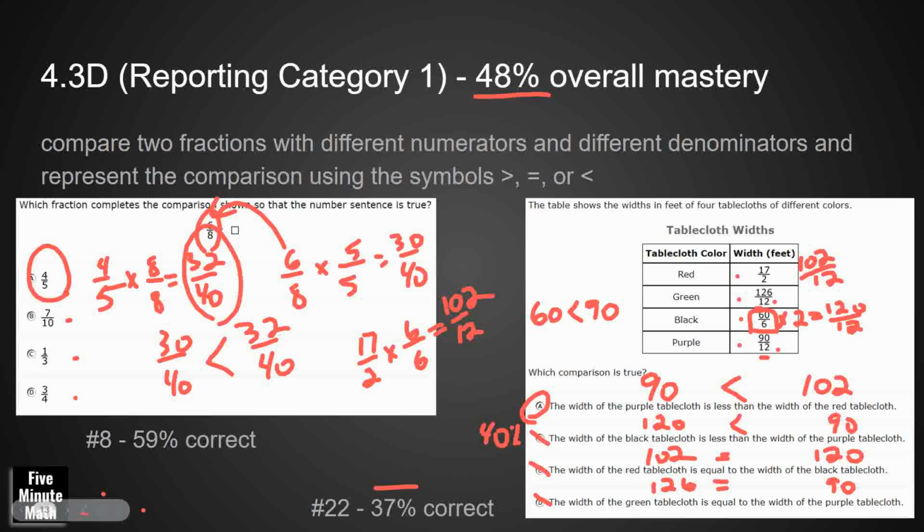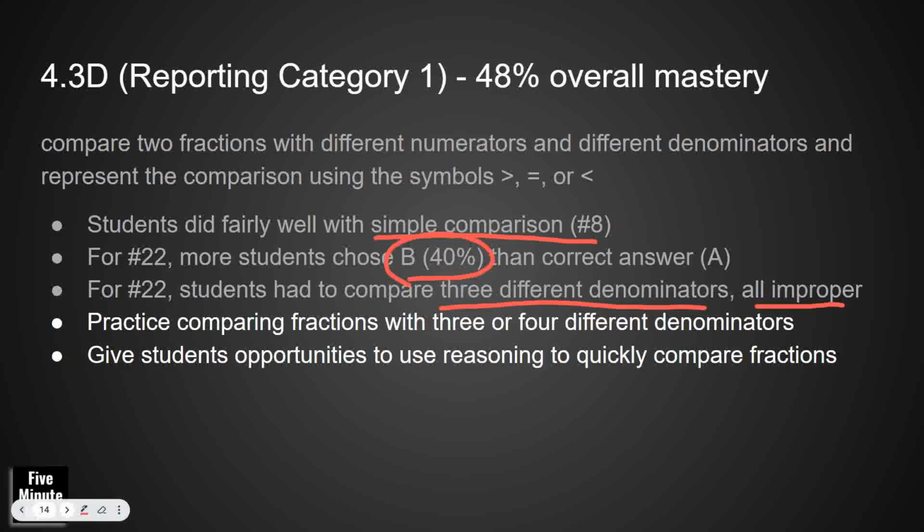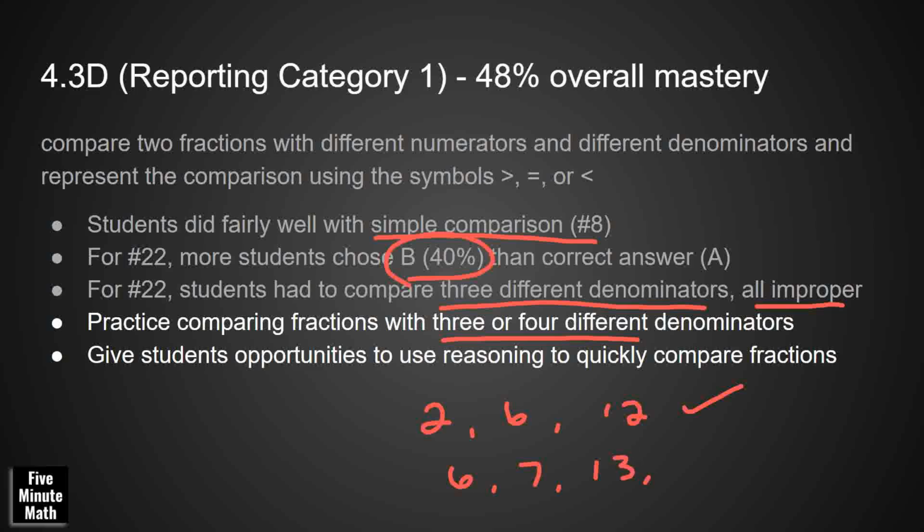So this requires our students to take that extra effort to change everything to same denominators, so you can just compare the numerators. We need to give them practice comparing fractions with 3 or 4 different denominators, like we did on number 22. Rather than just 2 at a time, like the first one, have them change 3, even 4. Now, it needs to be fairly simple, like we did with our 2, our 6, and our 12, right? That works, because if you're going to make them compare like 6 and 7 and 13 and 19, no one's going to want to do that. So make them fairly easy fractions to work with.